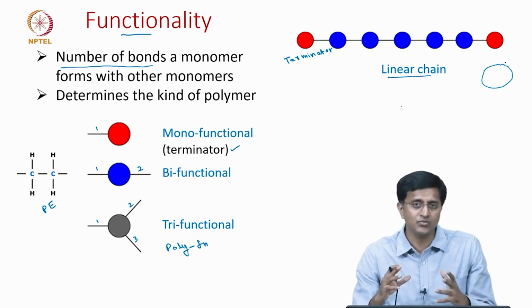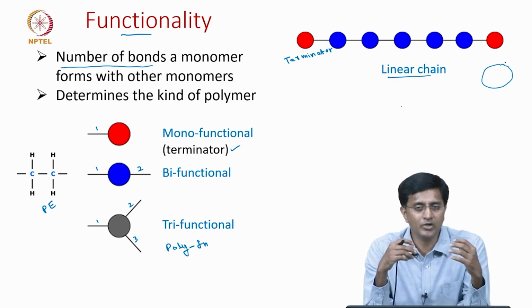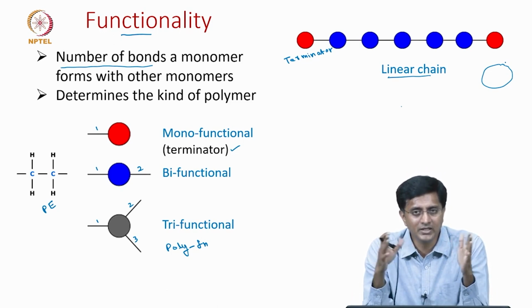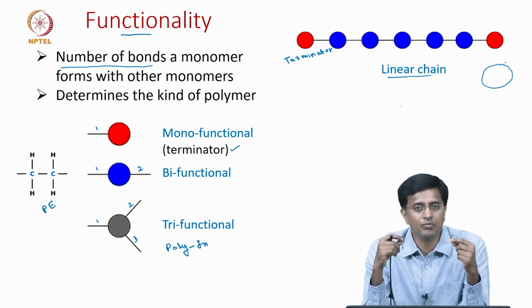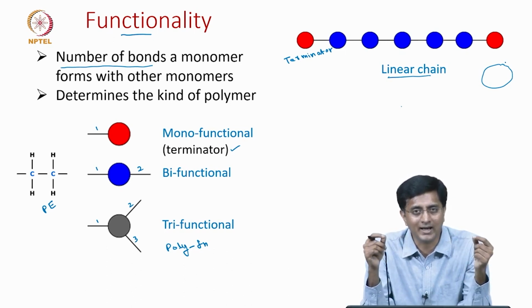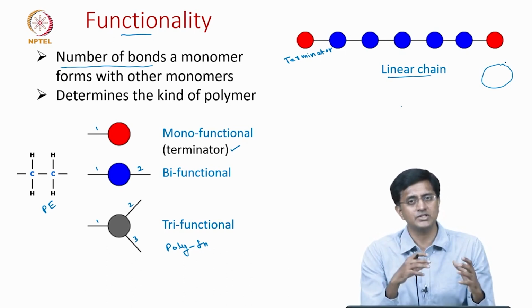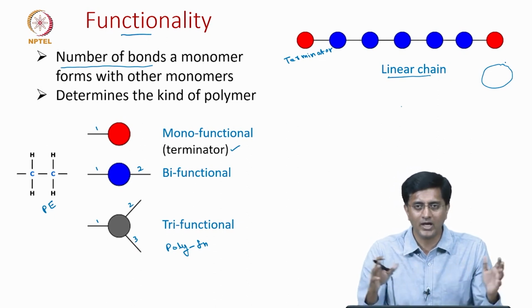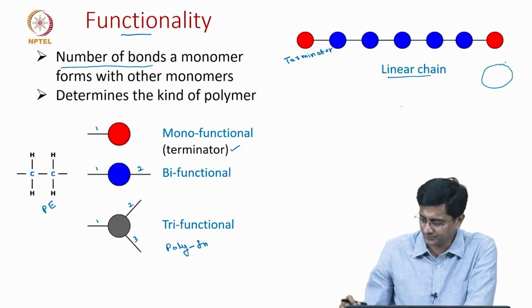But the other extreme is what happens if you have more and more terminators. Then we have more and more polymer chains, meaning that the average length of these polymer chains is small. Whether the length of the polymer chain is small or large is very important, because it really influences the properties of the polymers. Usually, when you have large polymer chains, they are stronger or stiffer.